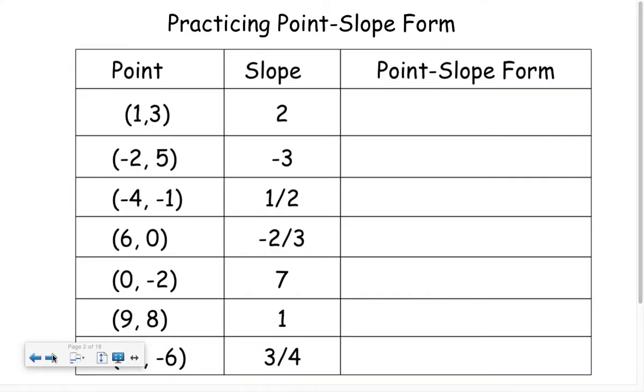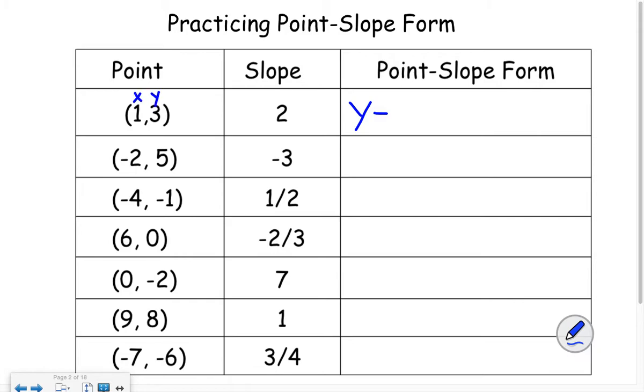All right, so we've got a grid here with a bunch of different points and a bunch of different slopes, and we're going to put them all in point-slope form. We're always going to start off with y minus our y coordinate point. So our y coordinate point is 3, equals my slope, which is 2, times x minus my x coordinate, which is 1. This is point-slope form, so you're done right there.